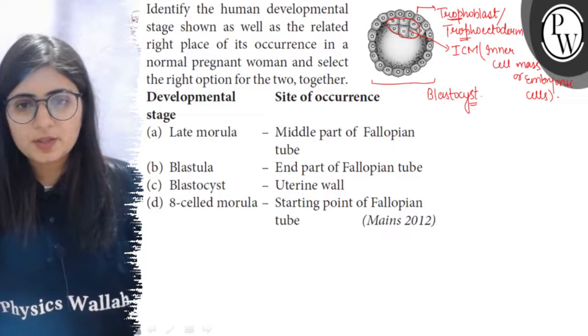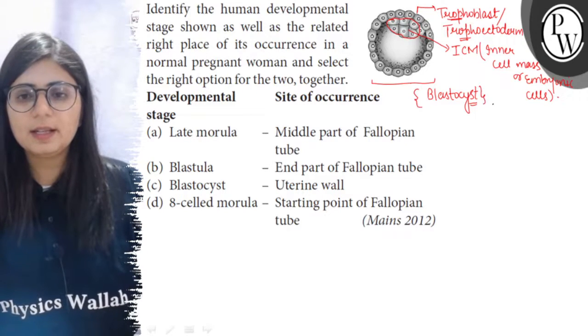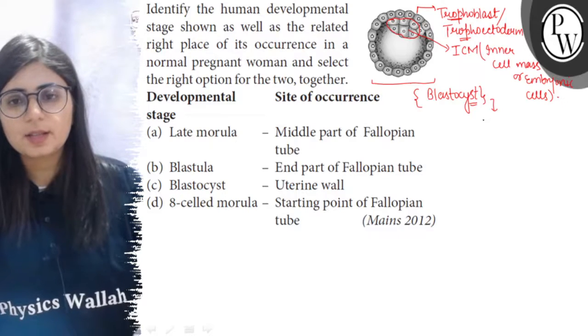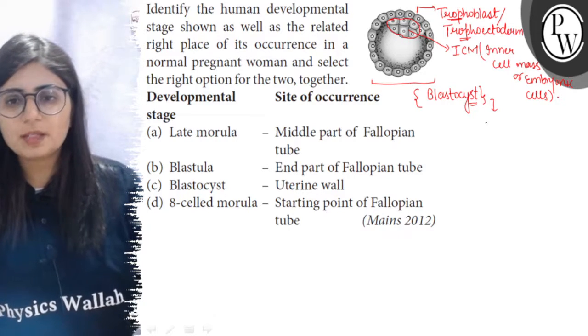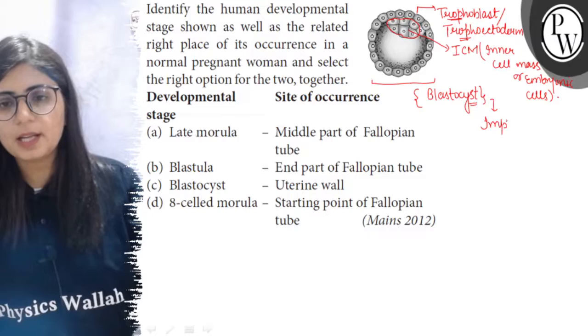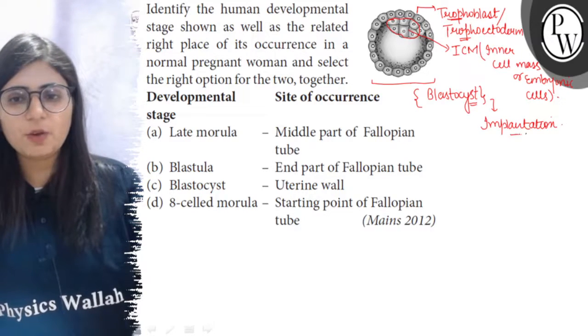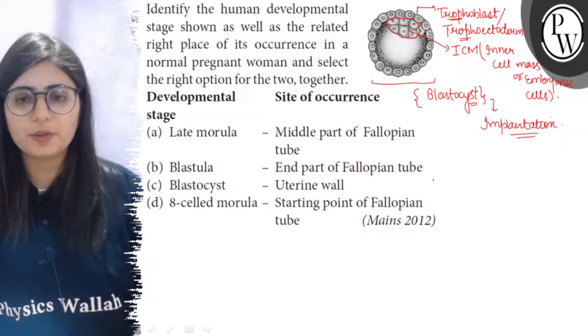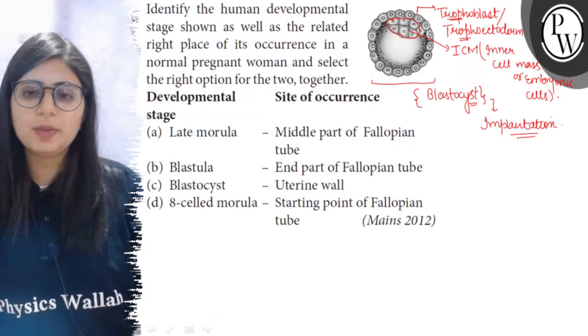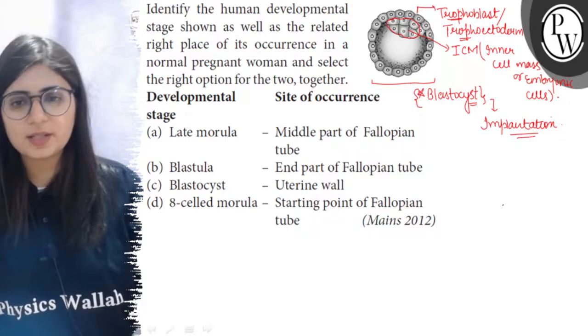So this structure is known as blastocyst and it occurs in the uterus, and it is the stage in human beings where implantation occurs. So implantation is basically the attachment of the embryo with the endometrium. So this occurs in human beings at this stage, which is known as blastocyst.